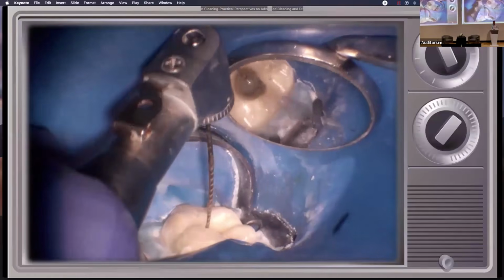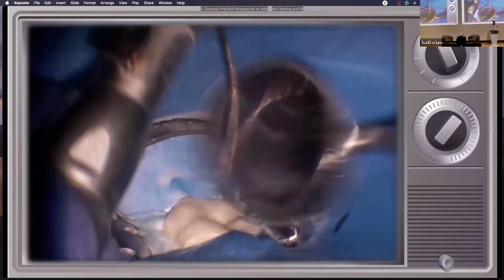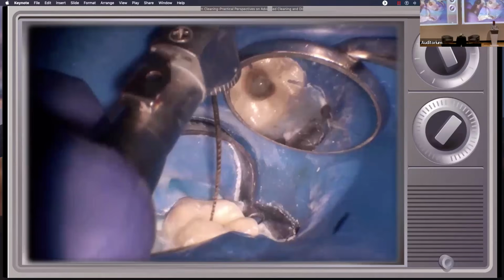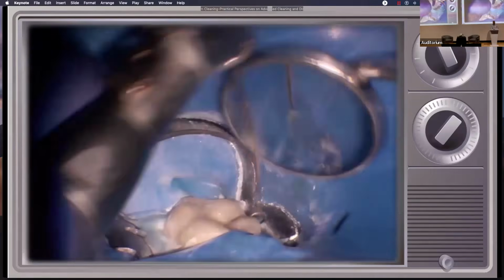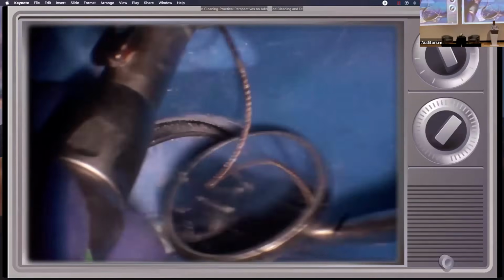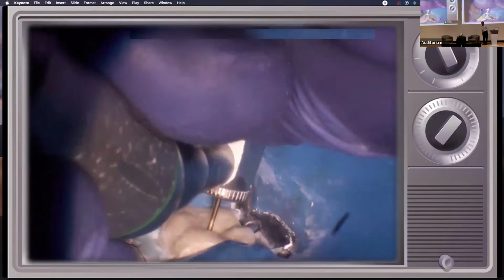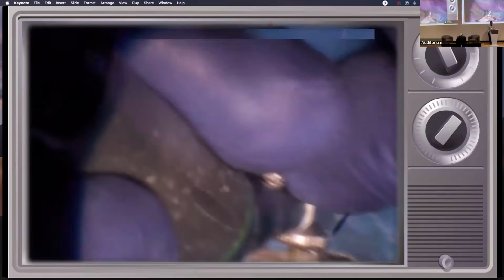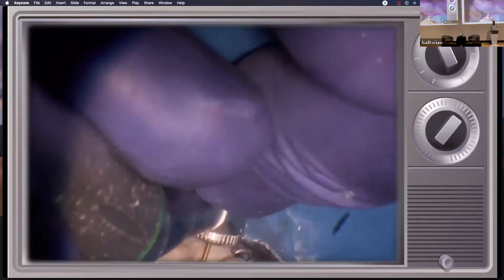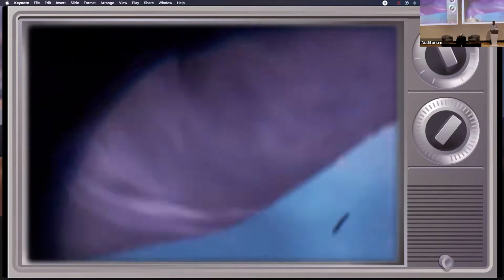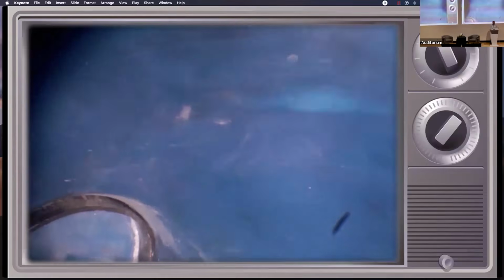Placement bend, more placement bend into the MB. That's a gold. That hand. So I was pushing on the patient moving.